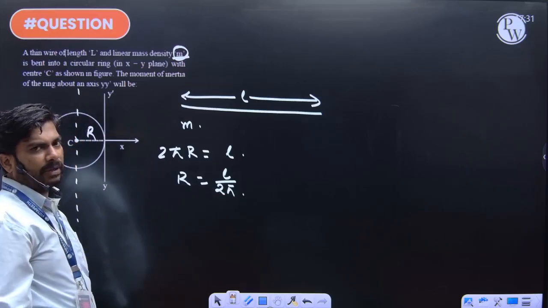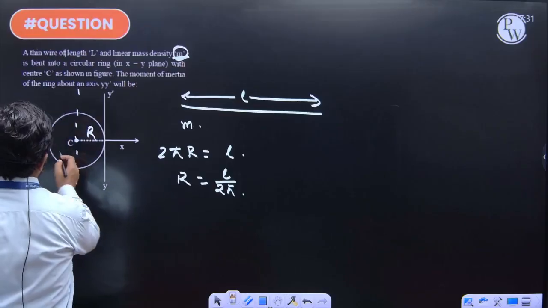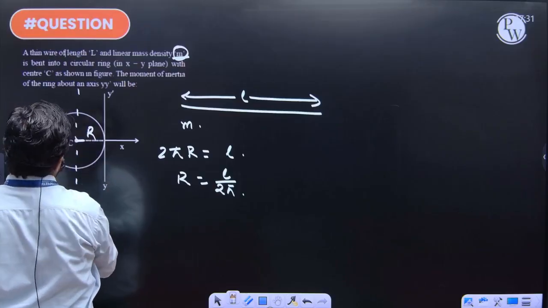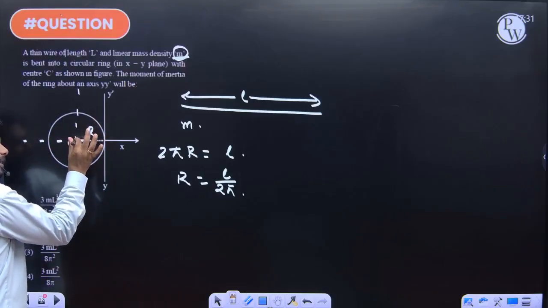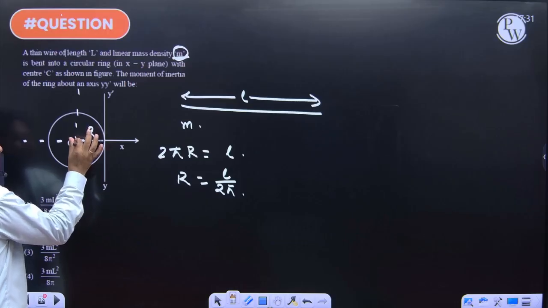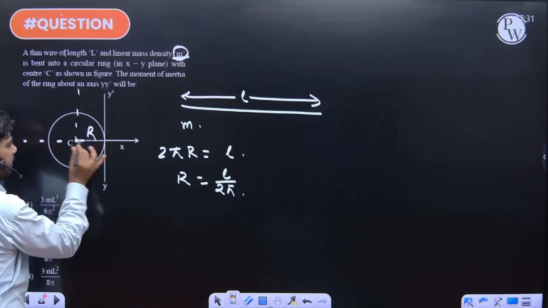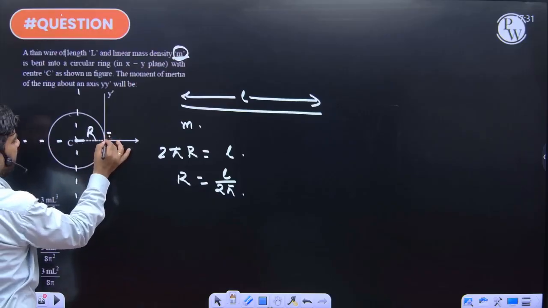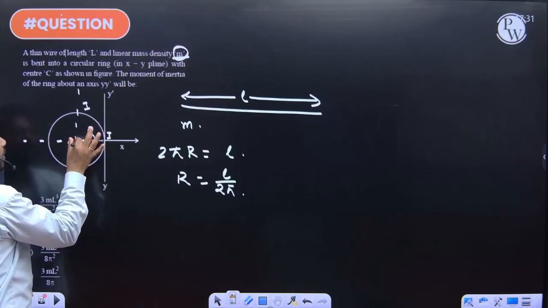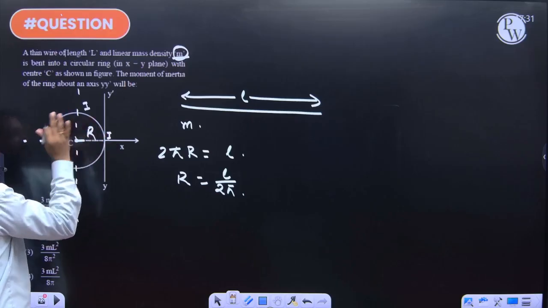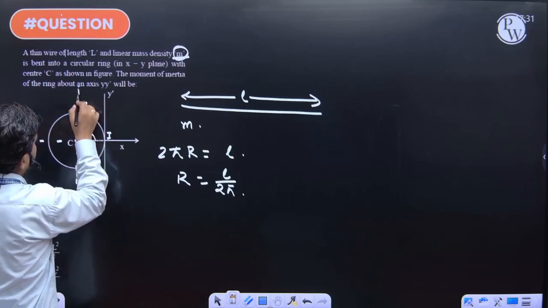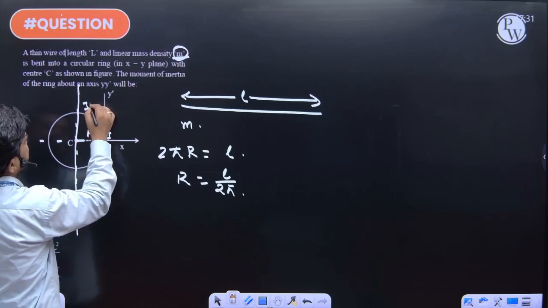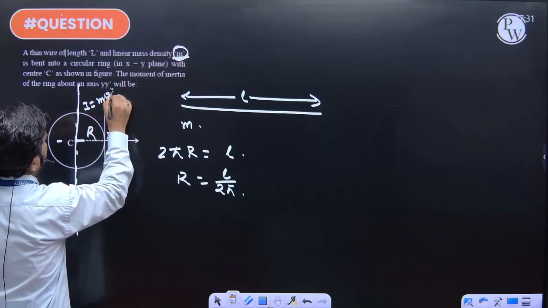Right? So what we can do? I'll just brief you about how to use that. You know that moment of inertia about this axis is mr square. For a ring, it is mr square. Now we can use the perpendicular axis theorem. So this one will be I, this one will be I. So I plus I is equal to mr square. So what is the value of I? Mr square by 2. So moment of inertia about this axis is equal to mr square by 2.